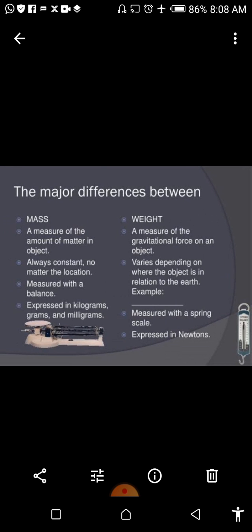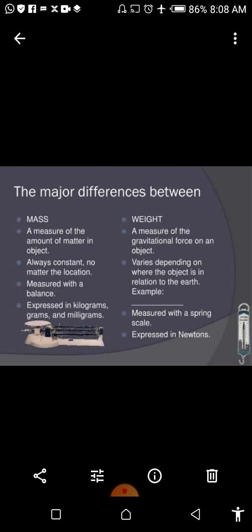Then you have read about mass and weight. Clear? Mass is the amount of matter in an object, and weight is the measure of gravitational force on an object. You should know very clearly that weight is the amount of gravitational force, while the amount of matter in an object is called mass. Mass remains constant every time, but weight is not constant.